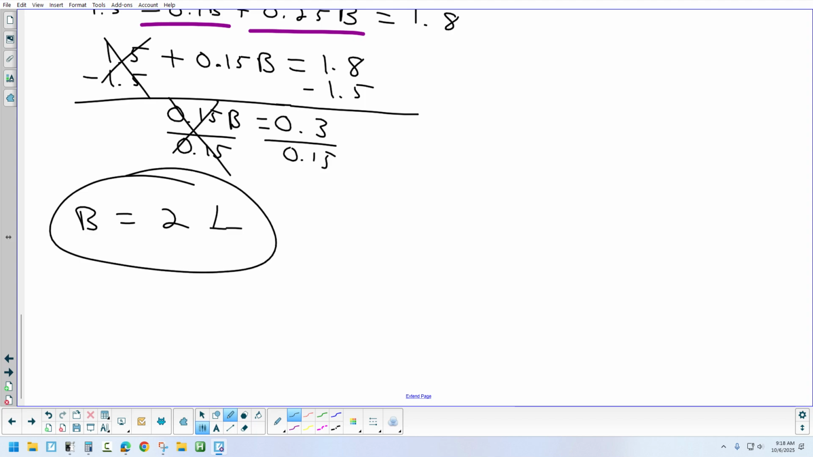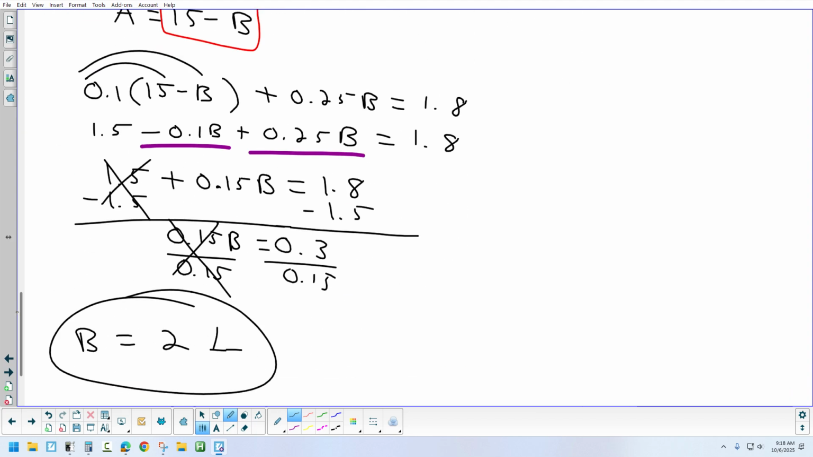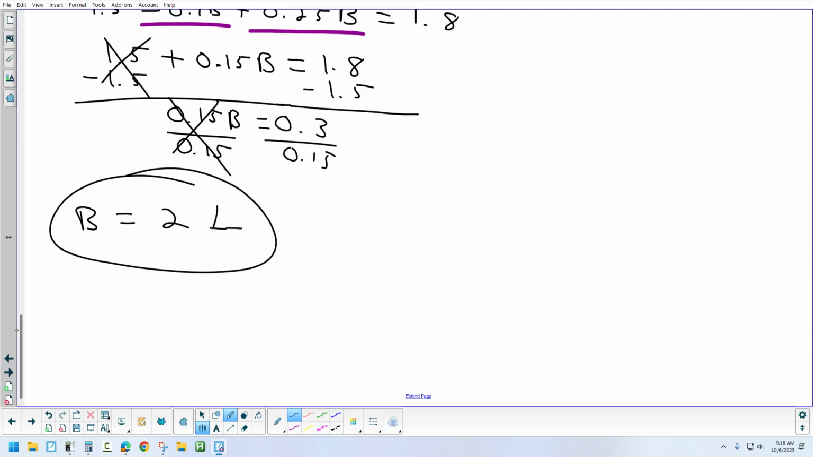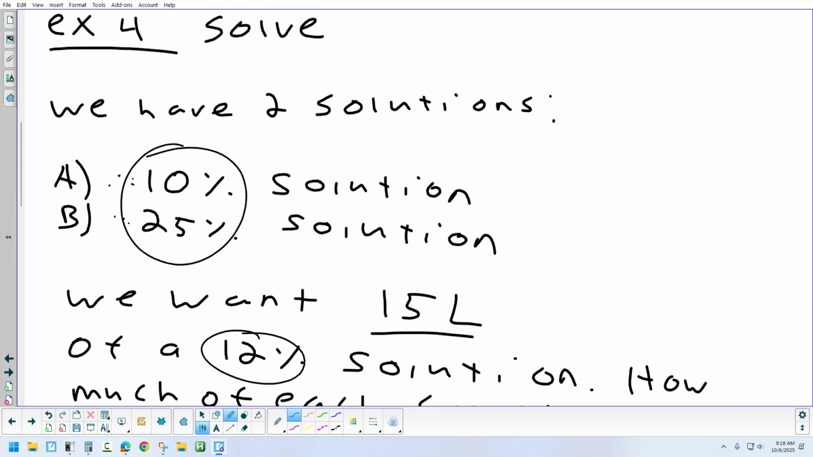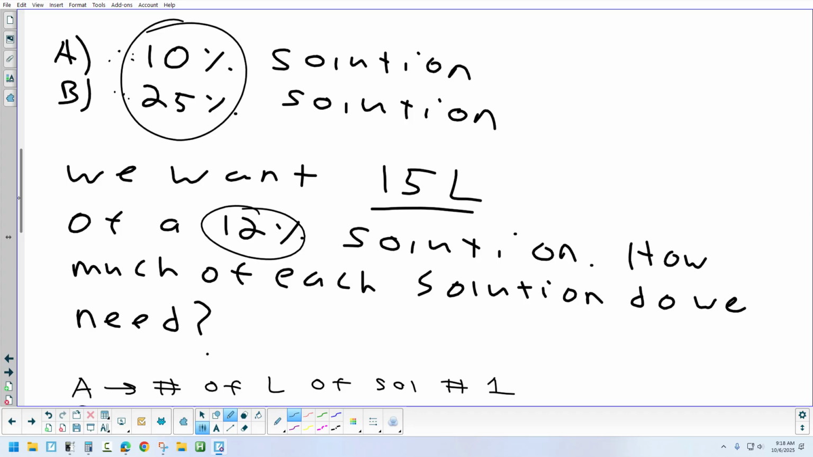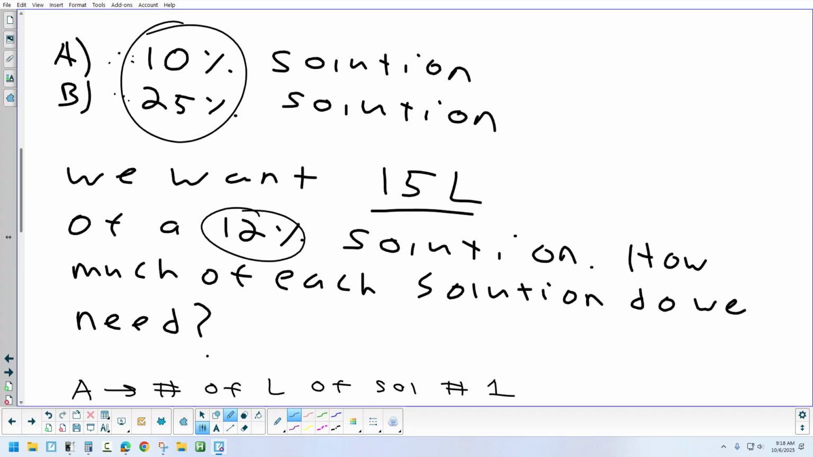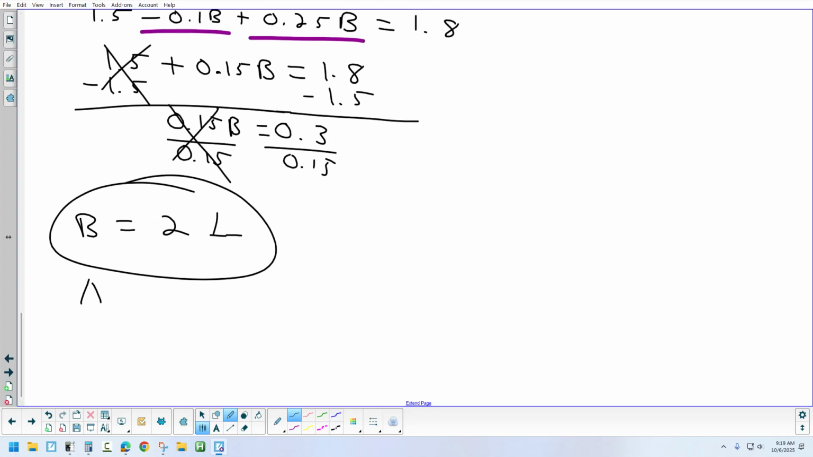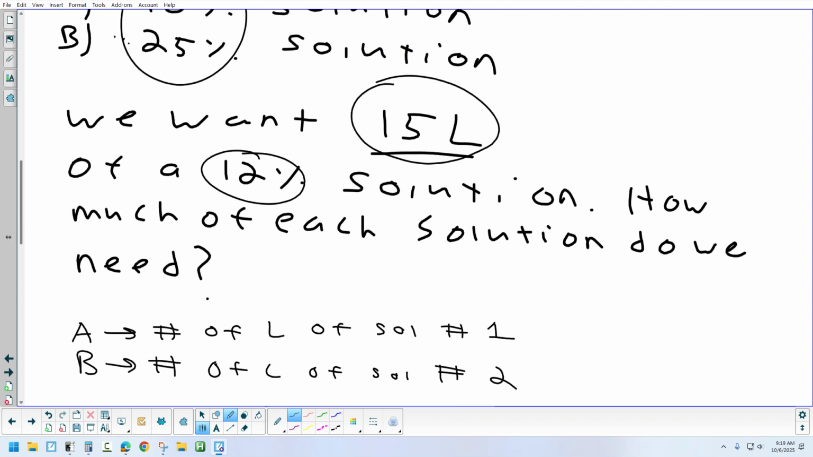Okay. So we just solved for the amount of solution 2 that we need. A second solution, we need 2 liters. So then how much of the first solution do we need? 13. Because remember, we're mixing them together to get a total of 15. So if you're going to use 2 of one, you need 13 of the other. And that's the amount of each solution. If you mix them together, you'll get exactly 15 liters, and it'll be exactly 12% concentration.